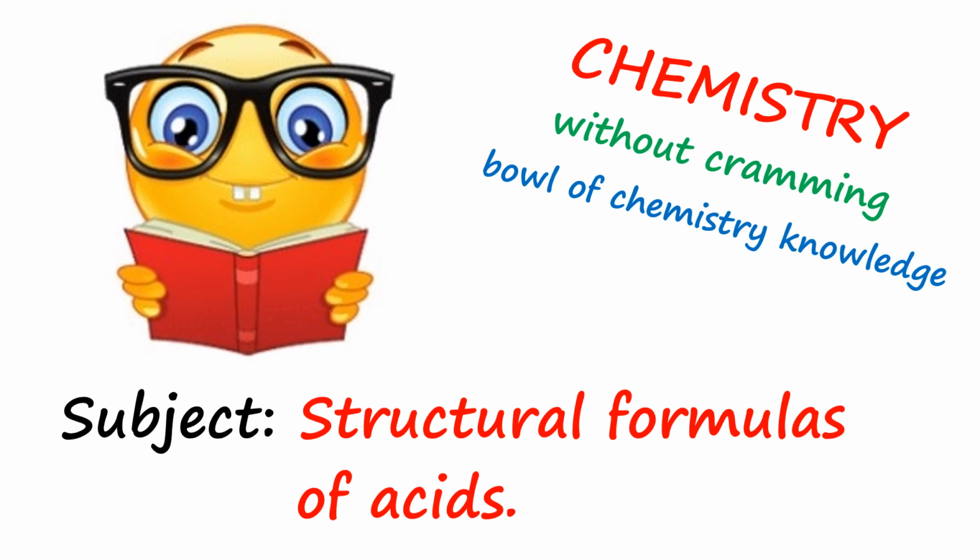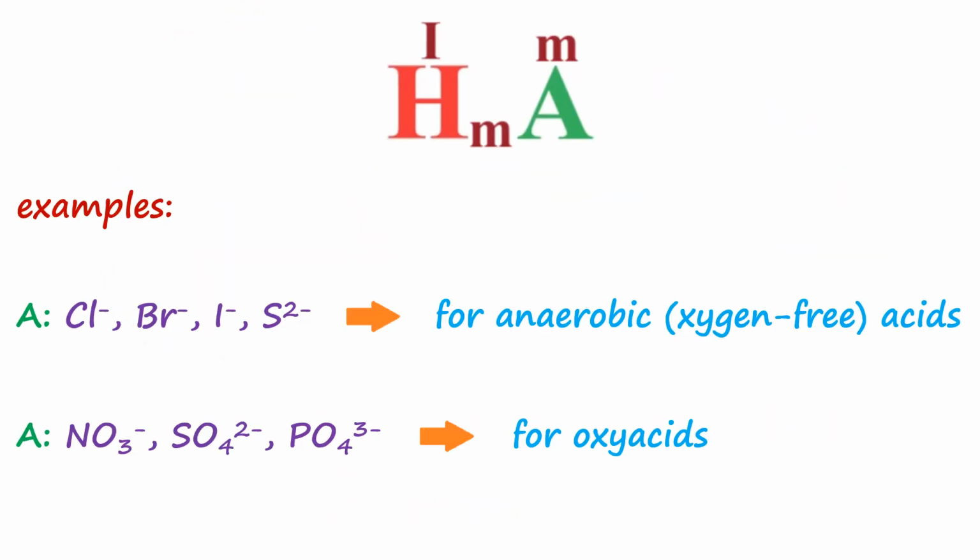My name is Taylor and the topic of today's lesson is the structural formulas of acids. Okay, let's start. We know from previous lessons that inorganic acids are composed of hydrogen and acid residue. The acid residue may be an ion containing a single element, for example, chlorine, bromine, iodine, or sulfur. Such acid is an anaerobic acid.